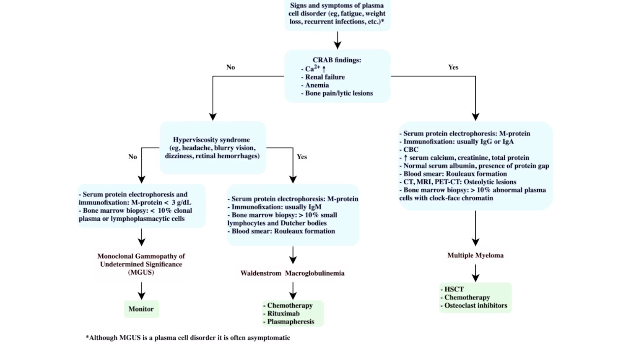So going back to our algorithm, as we mentioned, MGUS is typically asymptomatic, so there are no CRAB findings nor symptoms of hyperviscosity. However, serum protein electrophoresis and bone marrow biopsy are used to confirm the diagnosis. Only monitoring and close observation are needed.